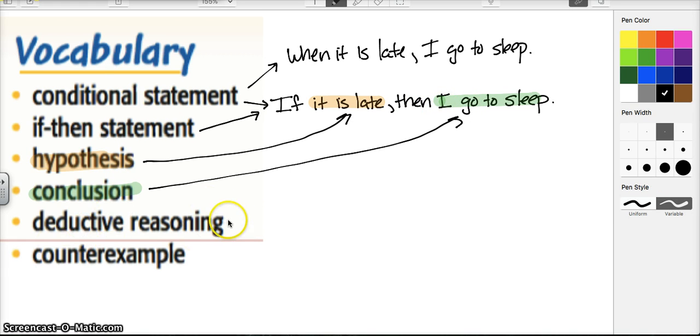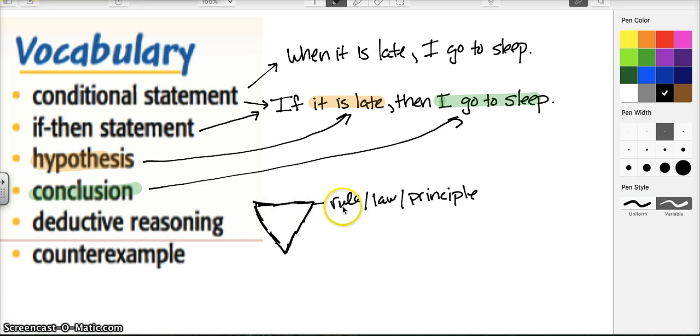So the concept of deductive reasoning really starts off with a broad, I think the picture that's used is kind of like a triangle like this. You start off with a general rule, and then you go to a specific point. So you start off with like a rule, law, or principle, and then you end up talking about a specific example.